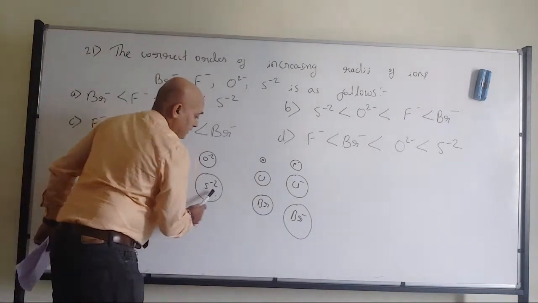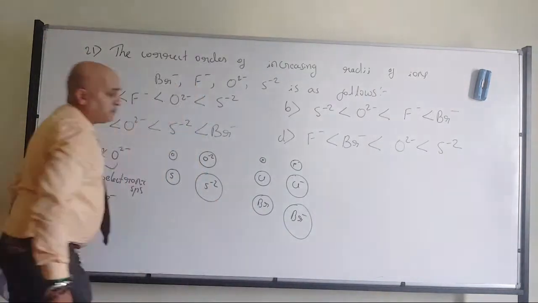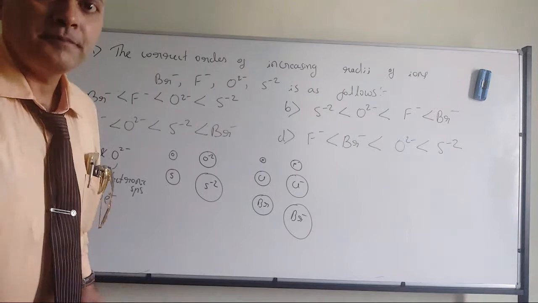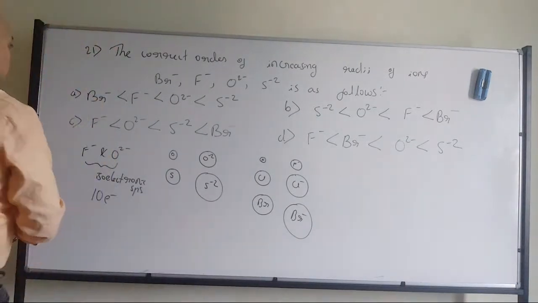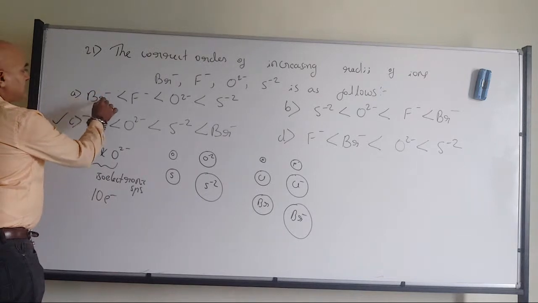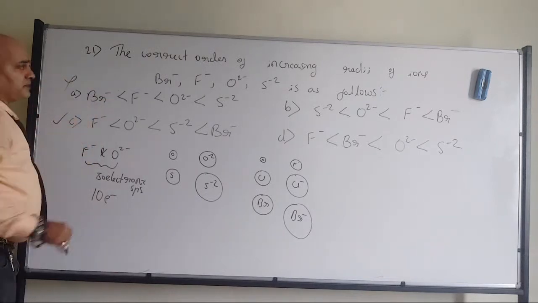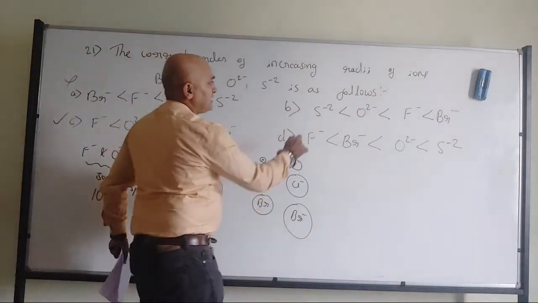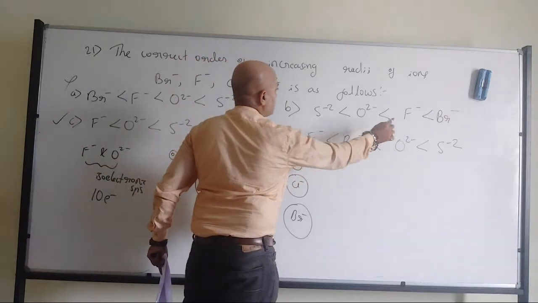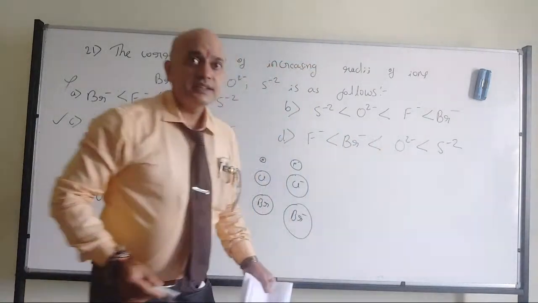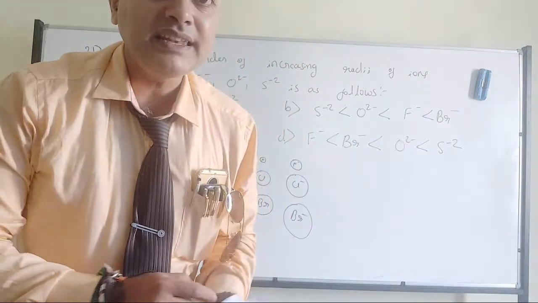And sulfur belongs to period number 3, bromide belongs to period number 4. So therefore the option should be C, not A. In option A, they have written bromide first, so that's gone. Bromide cannot be smaller, right? When it comes to option B, it is a bit confusing, because they have given bromide in the last.